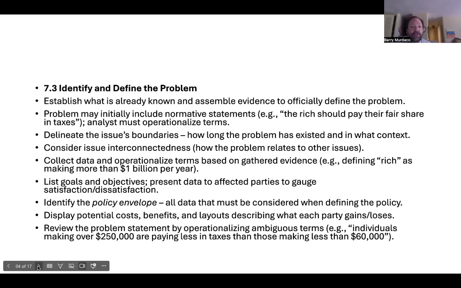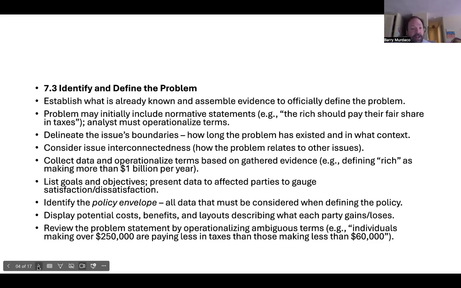Delineate the issue's boundaries, how long the problem has existed, and in what context. Consider issue interconnectedness, how the problem relates to other issues. Collect data and operationalize terms based on gathered evidence. Again, for example, defining rich as making more than 1 billion per year. I would probably lower that. I don't think you'd necessarily have to be a billionaire to do that. You could probably drastically lower that.